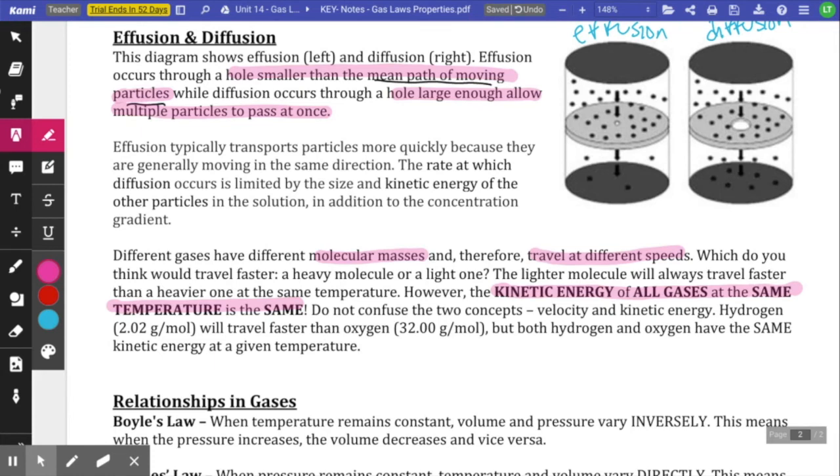Okay, so to sum it up, effusion is gases escaping through a small hole, and diffusion is gases traveling through a much larger hole or area. I always think of diffusion like when you spray air freshener in a room. It starts in one area, but eventually it travels to the whole room.